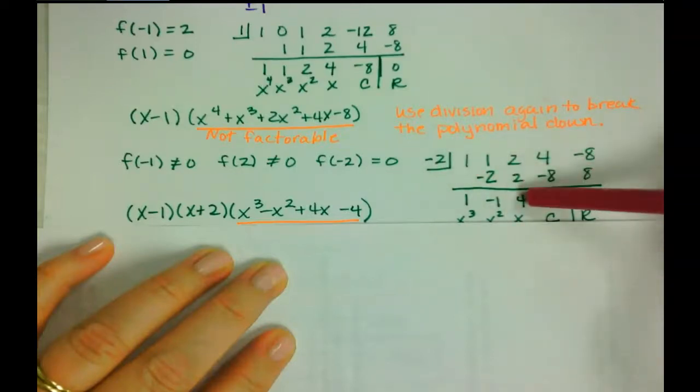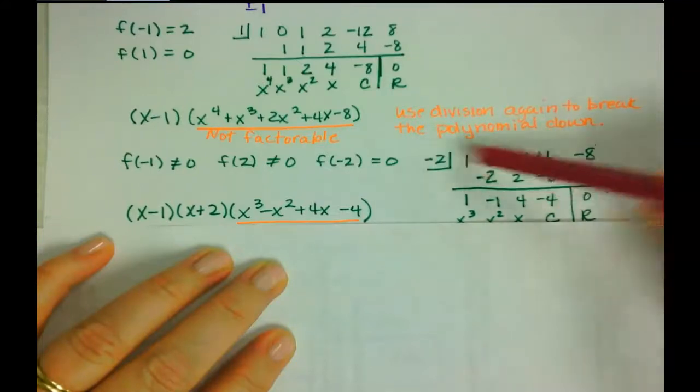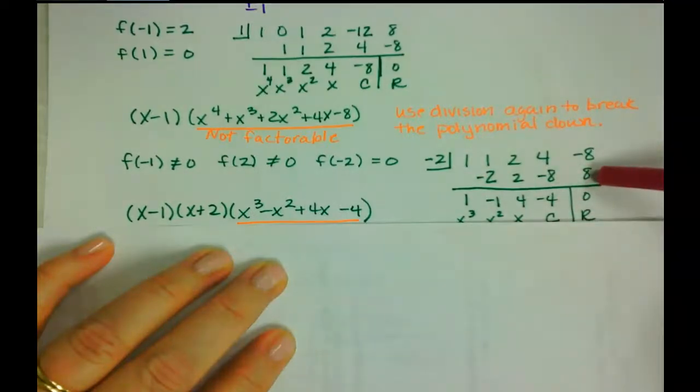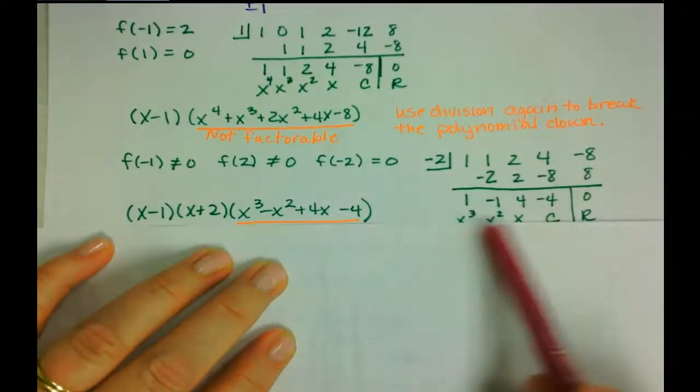2 and 2 is 4. 4 times -2 is -8. 4 and -8 is -4. -2 times -2 is +8. -8 and 8 are 0. So yes, we know we should get the 0 because we already found that when we plugged in. That's how we knew what number to divide by. And then right in here is the coefficient.